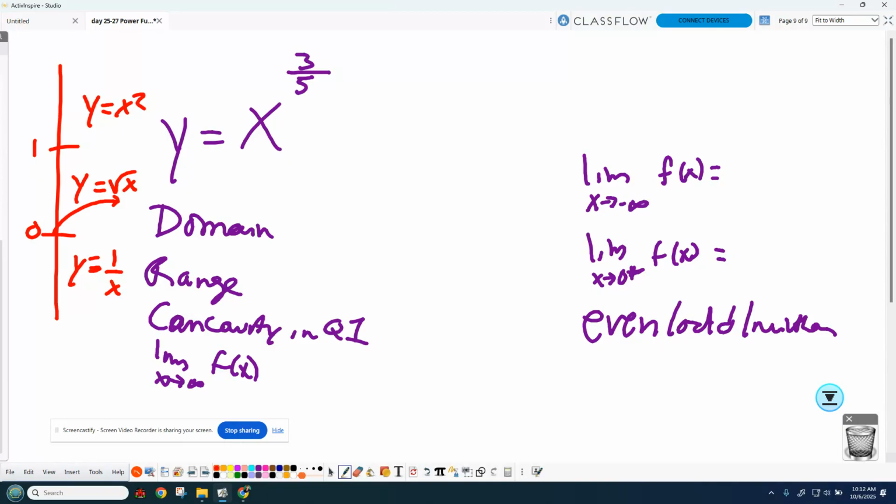All right. Now, next question. Does it have a tail or not? Does the tail go down or does the tail go up? How are we going to tell?